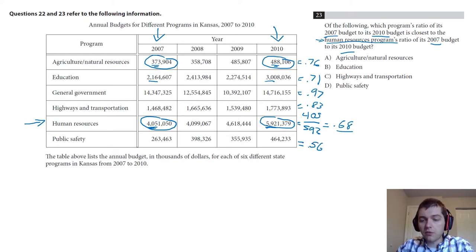At this point, they're asking for the closest. They don't ask rounding up, rounding down. They're just asking for which is the closest. The human resources budget was 0.68. And if you look through, the closest you'll come is this 0.71 for the education program. So your answer is B, the education program.